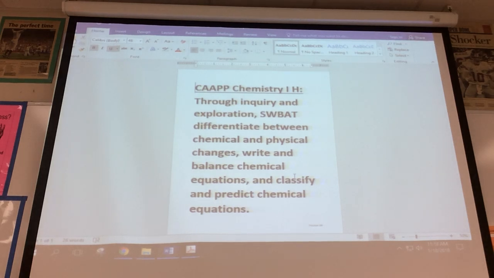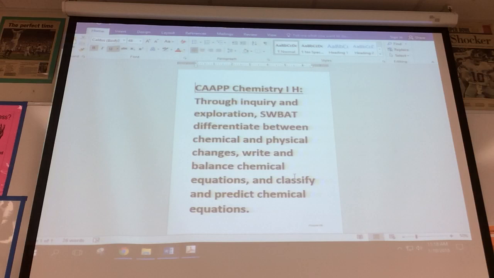This is our third lesson on chemical reactions. Hopefully at this point you can clearly differentiate between chemical and physical changes. You should feel very comfortable writing and balancing those equations. You'll get some more practice today.